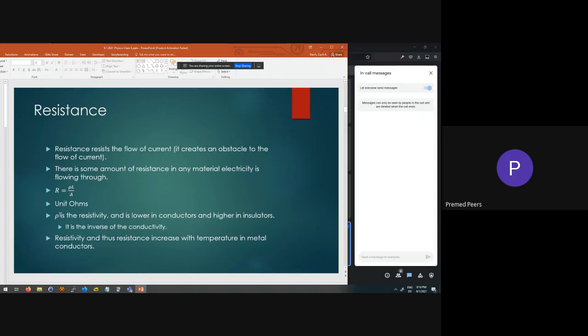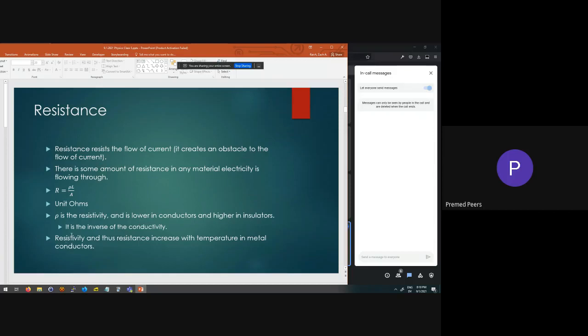Rho is actually a material property. Copper has a value for rho, iron would have a value for rho. You can look these up in tables, of course. This will be provided for you on the MCAT if you need to do any calculations. It's low in conductors and high in insulators. That makes sense, right? Insulators resist the flow of current more than conductors, so R has to be higher, so rho is higher. You might also hear of the conductivity. Resistivity is just the inverse of conductivity.